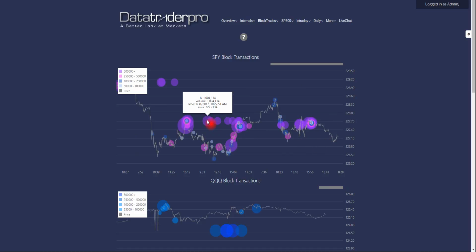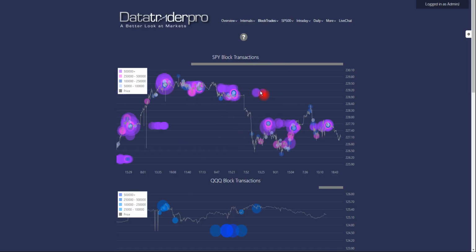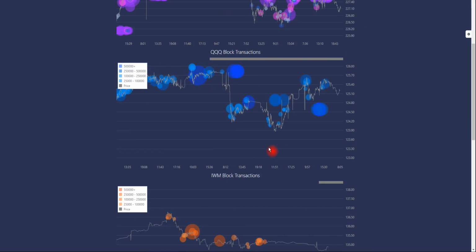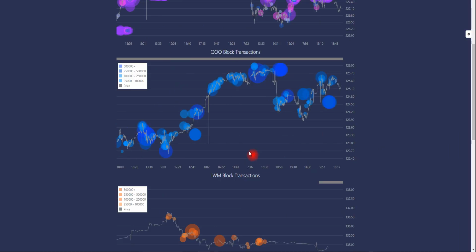So basically 227.31 is your initial resistance, and all these levels up here, 229.08, sorry, 229.28, and 229.57. Okay, QQQ is a more bullish posture. And certainly it had a similar situation.